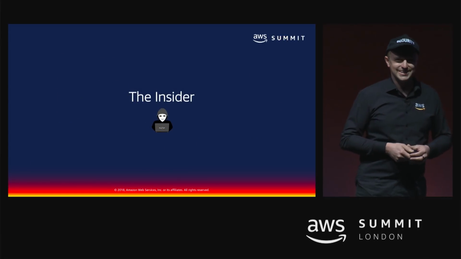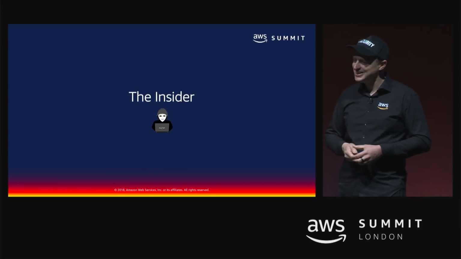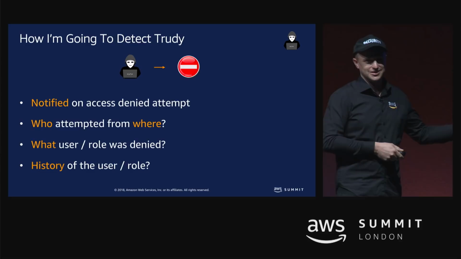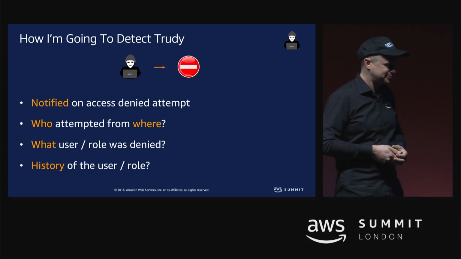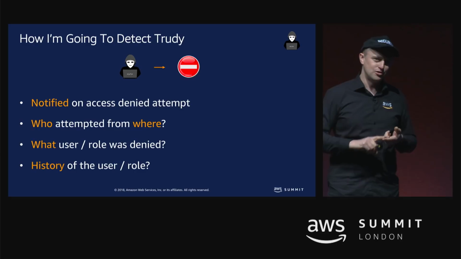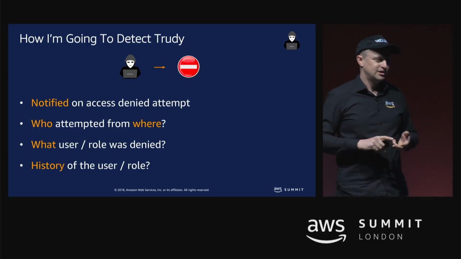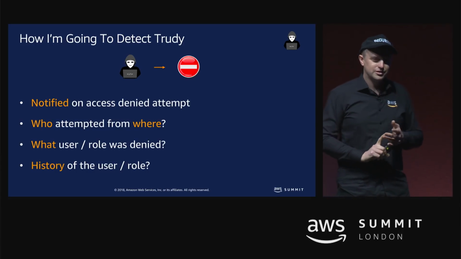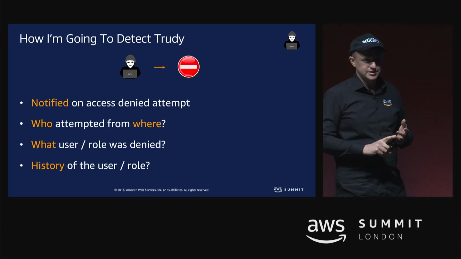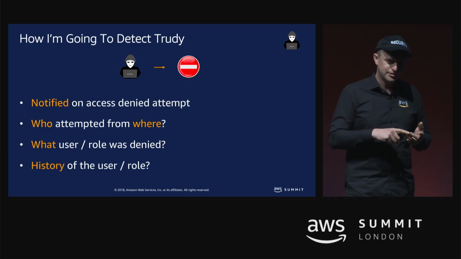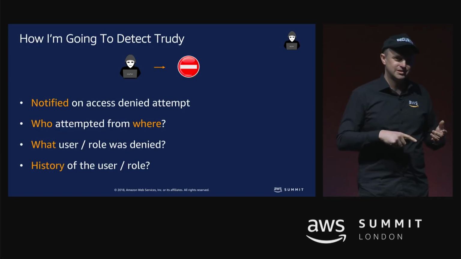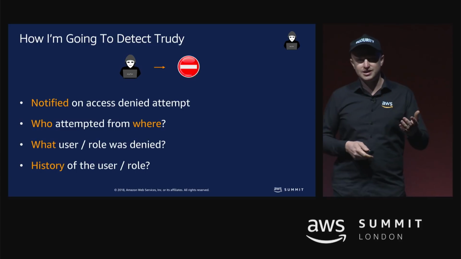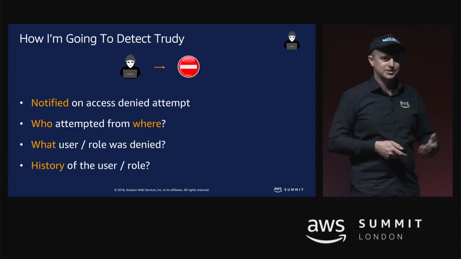So the insider, Trudy, hey, I'm going to step through a solution of how I'm going to detect Trudy or any other adversary out there trying to get into my environment. So what I want is to be notified on any access denied attempts, who has attempted what and from where, and what the user or role was that was denied. And also, I want to know who has actually modified that user or role in the past. Because again, we're thinking about an insider threat here, and I really want you guys out there to think about how this can apply to your environment.